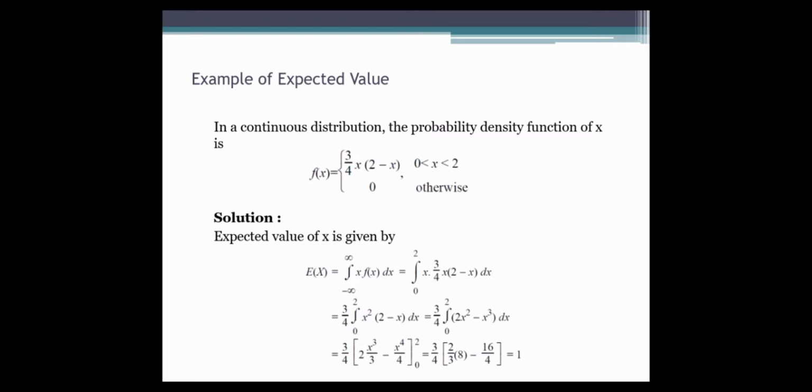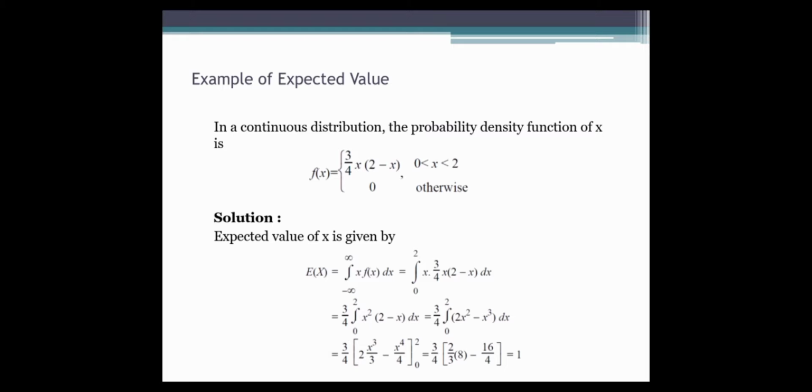Then x 3 over 4, then the integral from 0 to 2 of x squared times (2 minus x) dx is equal to 3 over 4 times the integral from 0 to 2 of (2x squared minus 3x minus x cubed) dx.